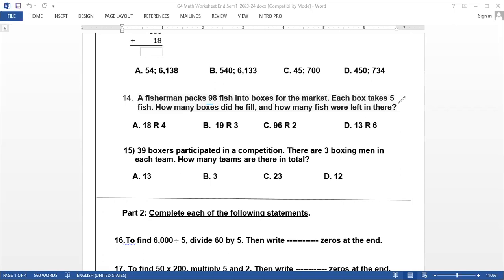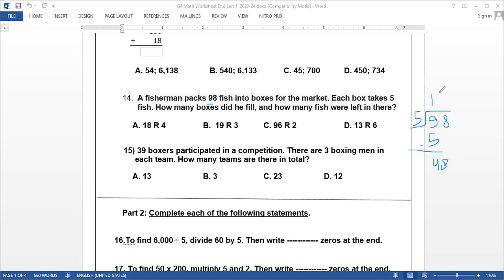So we need to divide 98 by 5 to know the answer, and we know the remainder. 9 divided by 5 equals 1. 1 multiplied by 5 equals 5. We subtract. We get 4. Now we bring down 8 and get 48.